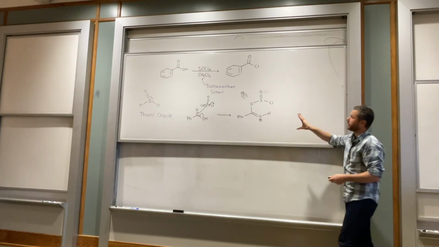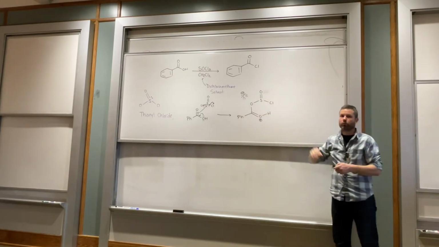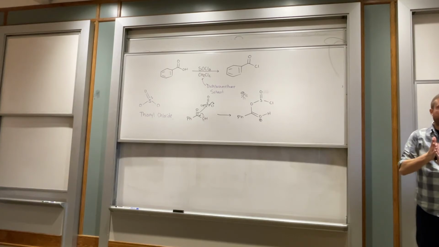Okay, so looking at what we're making, and what we have in this intermediate, what's the next step going to be? Think about the bonds that need to be made, bonds that need to be broken, groups that have to be lost.